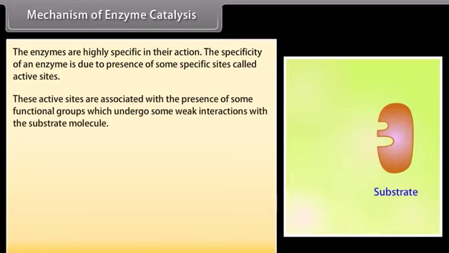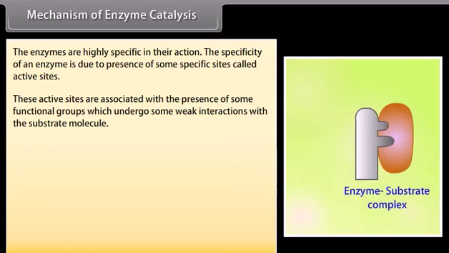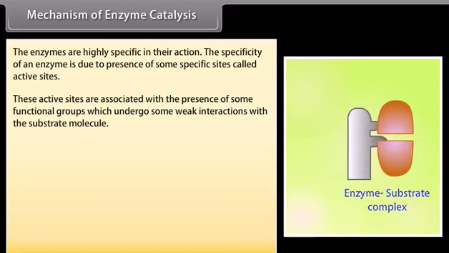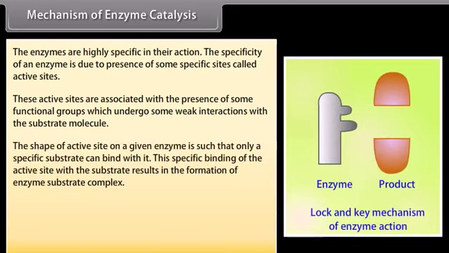These active sites are associated with the presence of some functional groups which undergo some weak interactions with the substrate molecule. The shape of the active site on a given enzyme is such that only a specific substrate can bind with it. This specific binding of the active site with the substrate results in the formation of enzyme-substrate complex.